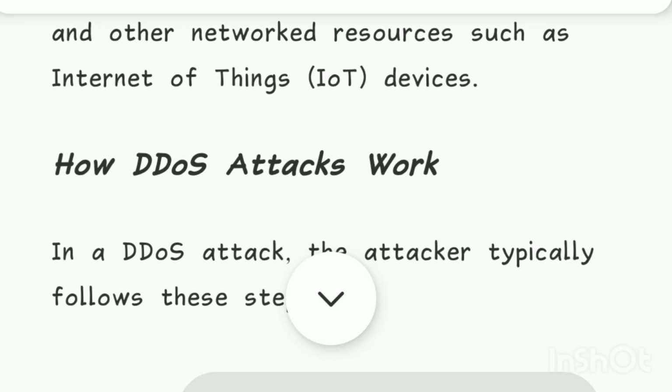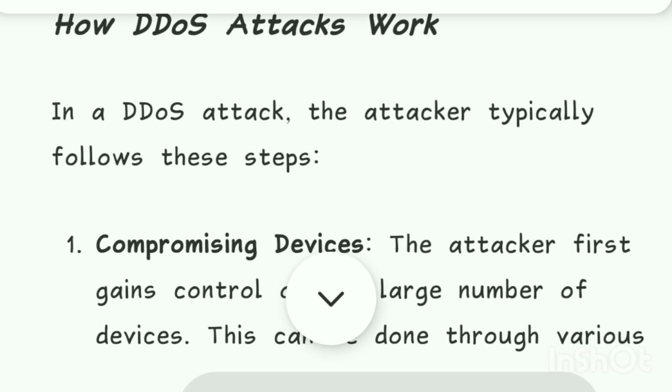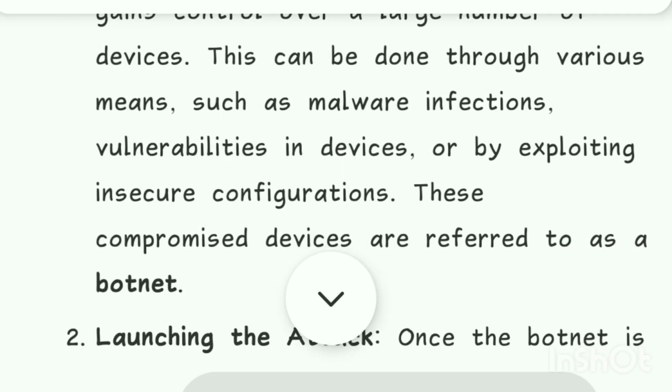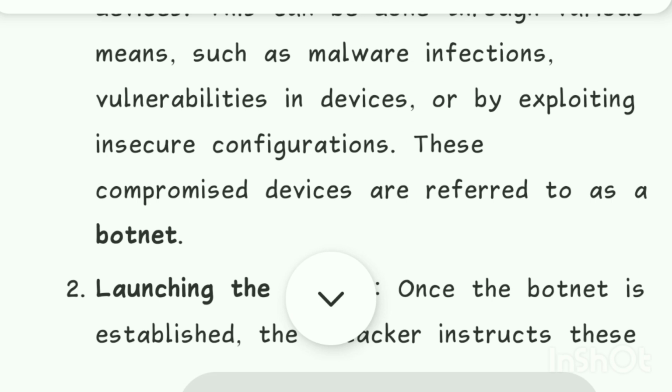How DDoS attacks work. In a DDoS attack, the attacker typically follows these steps. 1. Compromising devices. The attacker first gains control over a large number of devices. This can be done through various means, such as malware infections, vulnerabilities in devices, or by exploiting insecure configurations. These compromised devices are referred to as a botnet.